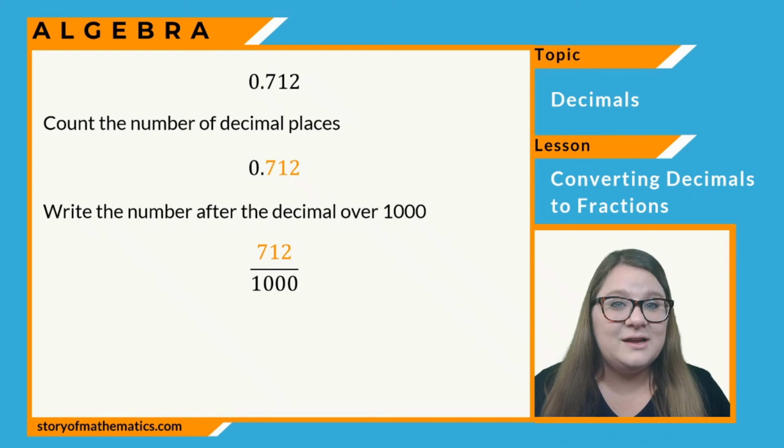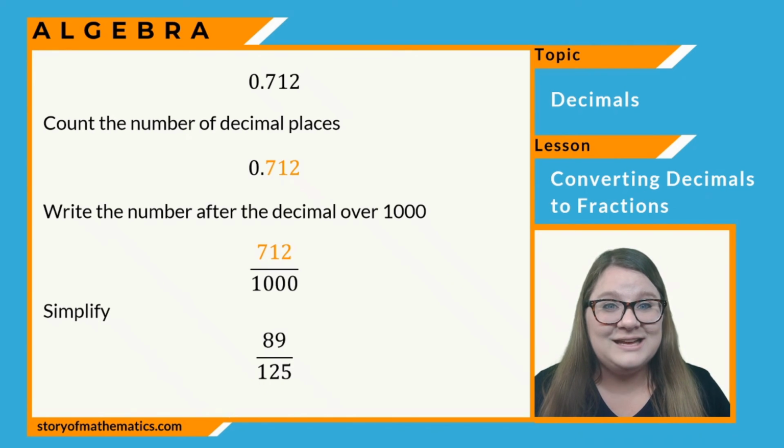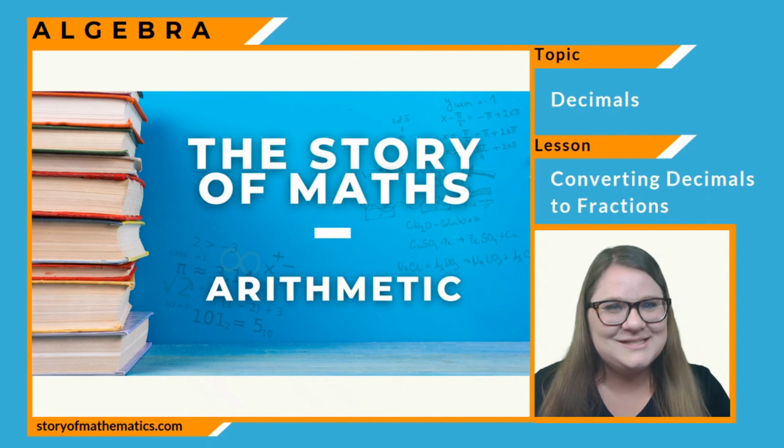Now, both 712 and 1,000 are divisible by 8. So I go ahead and do that division to get a final answer of 89 over 125. And that is how you convert decimals to fractions.